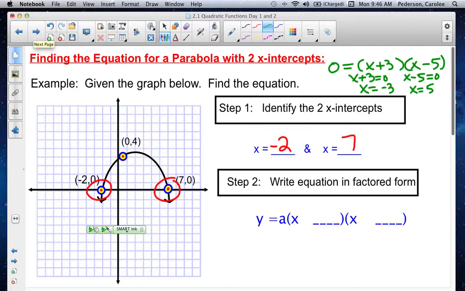Those would be the x-intercepts. Notice the signs. Right here and right here, they're always opposite. So we have to think opposite in step 2 when we write the equation in factored form. So in this blue equation, what's going to go in those two missing parentheses? So it's going to be +2, and then a -7.